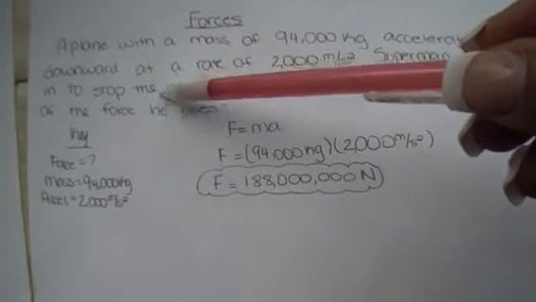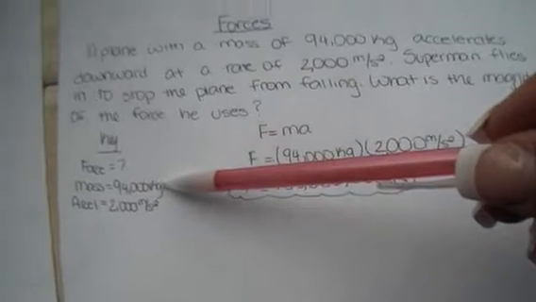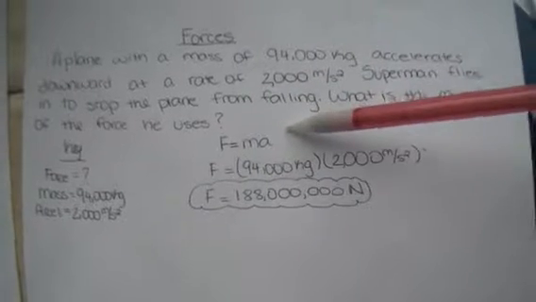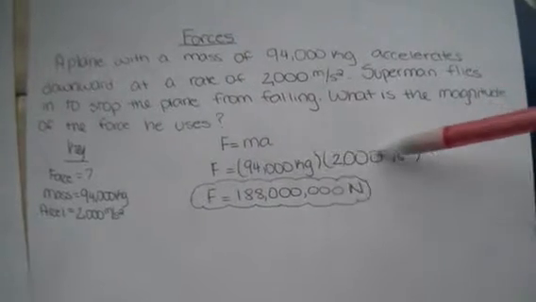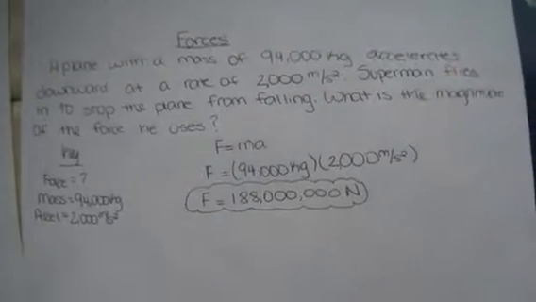Forces. A plane with a mass of 94,000 kilograms accelerates downward at a rate of 2,000 meters per second squared. Superman flies in to stop the plane from falling. What is the magnitude of the force he uses? For the key, you're looking for the force. Your mass is 94,000 kilograms, and your acceleration is 2,000 meters per second squared. You're going to use the formula force, which is F, equals mass times acceleration. You plug in the numbers and your final answer will be 188 million newtons.